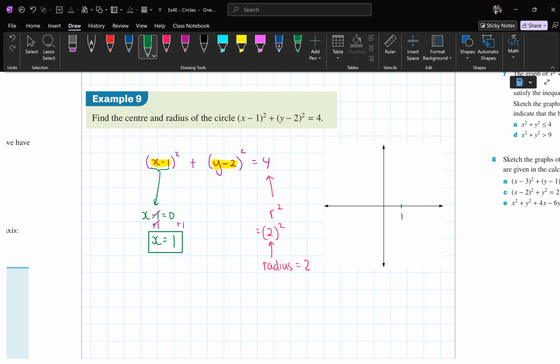And then y, you do the same thing as well. You let y minus 2 equal to 0, solve for y, and you see that y is equal to plus 2 when I add 2 on both sides. So negative 2 plus 2 cancels out. And what that tells me is that y equals 2 is up here.